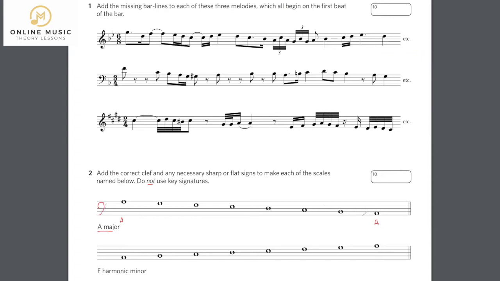So 3 sharps is the key of A major, so we need to put the F sharp. If you're not sure, write the note names underneath and so on. So you've got F sharp, which will be here, so there will be a sharp sign. C sharp, and G sharp.